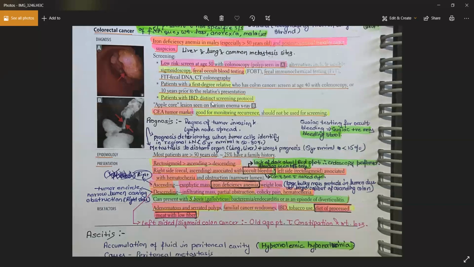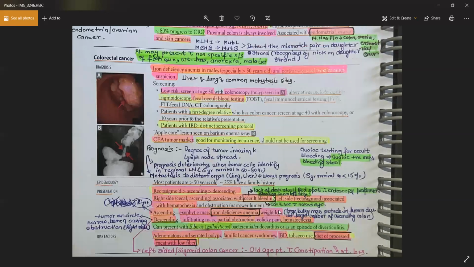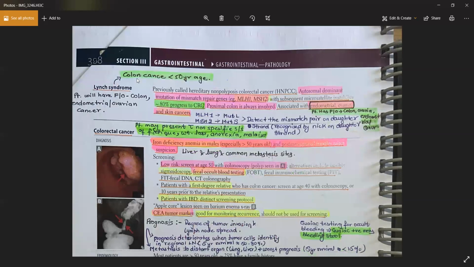Whenever you encounter a patient with a first degree relative with a history of CRC, that means it could be a case of hereditary cancer, right? Then you will begin the screening at the age of 40, before the age of 50, because there are high chances of Lynch syndrome.